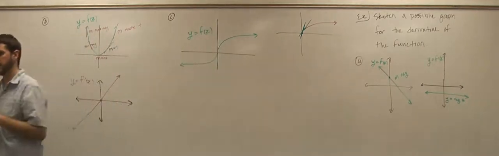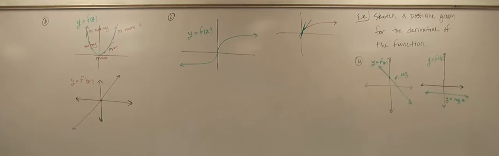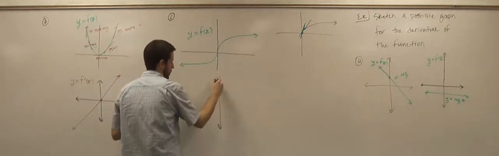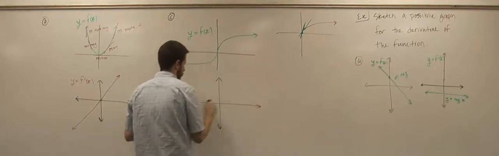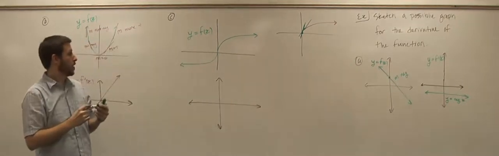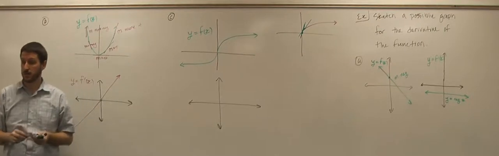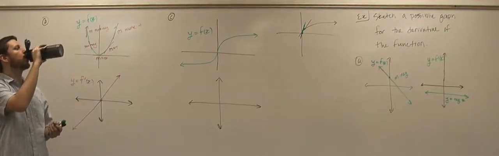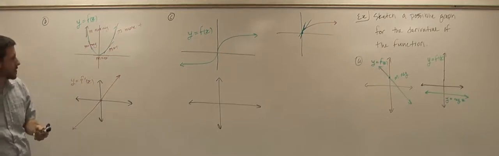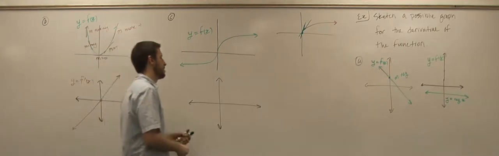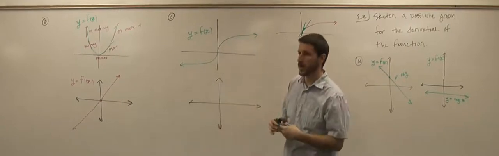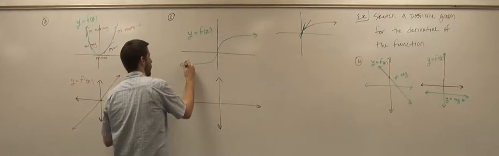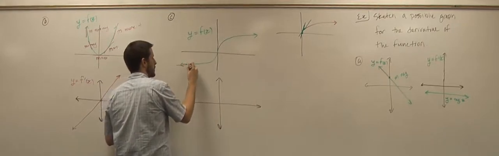Here's your function f of x. I want to know what the graph of the derivative is. So what kind of analysis can we do here? We're graphing a derivative, so we want to talk about slope. I want to look at, for example, if I take a point way out here, what's my slope looking like?